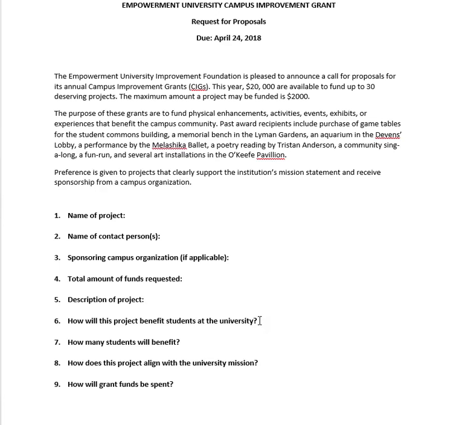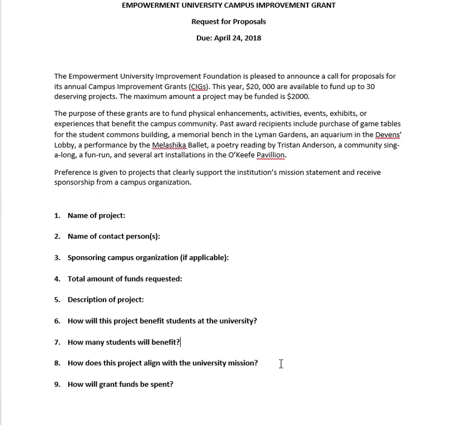Okay. How will this project benefit students at the university? Again, you're going to write a couple of paragraphs here, as clearly stated as possible. How many students will benefit? You have to make a call on this, much like we did with the Habitat. You have to think about this. You're going to have to find how you're going to explain how students will benefit and how many.